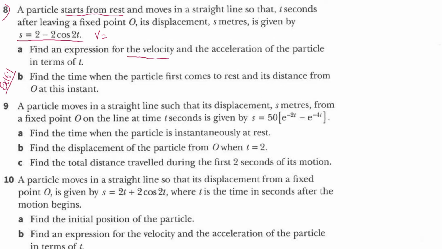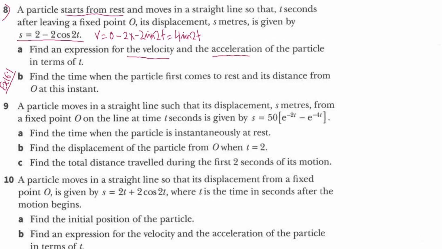So let us differentiate s. The 2 gives us 0, and cos 2t gives us minus sine 2t, and the coefficient 2 multiplies to give minus 2. So we can write minus 2 into minus 2 sine 2t. So finally, 4 sine 2t is the expression for the velocity.